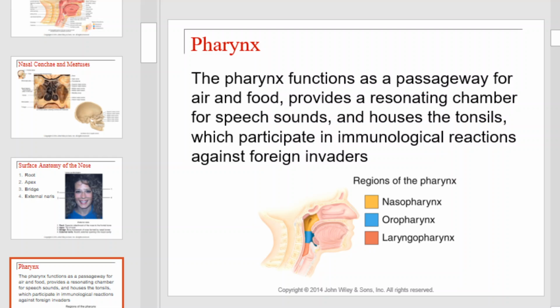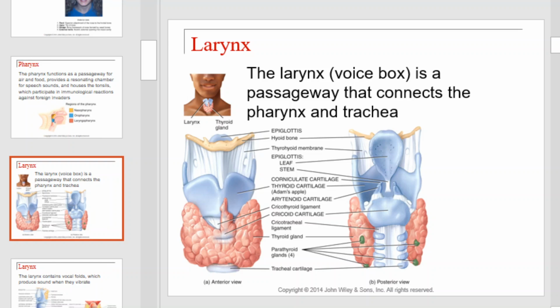Moving on from the nose, the pharynx. The pharynx functions as a passageway for air and food. It provides a resonating chamber for speech sounds and houses the tonsils, which participate in immunological reactions against foreign invaders. The pharynx is subdivided into three sections depicted below: the nasopharynx, oropharynx, and laryngopharynx. The larynx is your voice box, and it is a passageway that connects the pharynx and trachea. Again, be sure to note the name and position of each labeled item in this diagram.